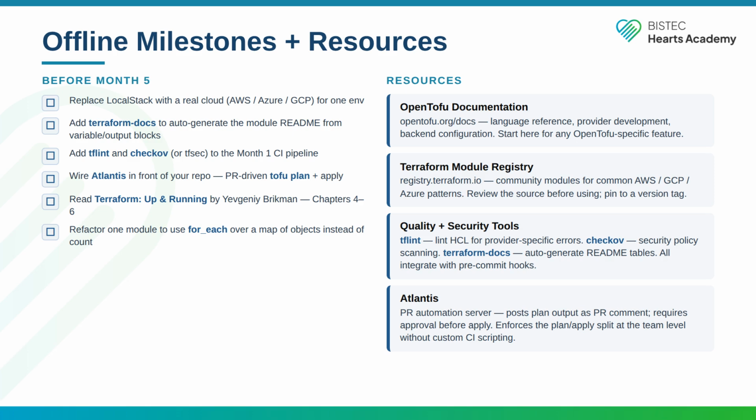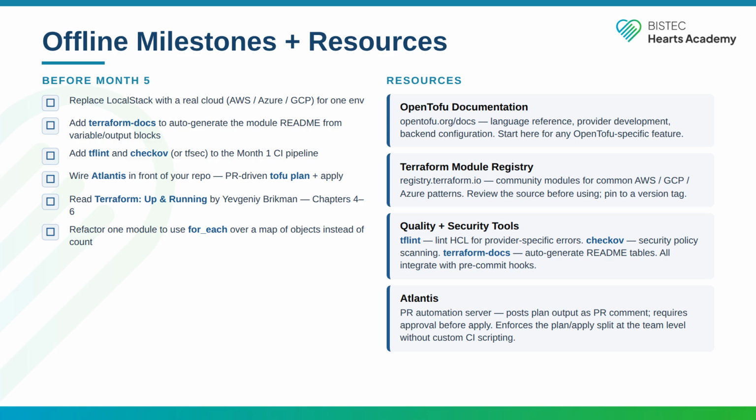Add tflint and Checkov or tfsec to your CI pipeline. tflint catches HCL anti-patterns. Checkov scans for security misconfigurations: public S3 buckets, open security groups, missing encryption. These gates prevent IaC-shipped vulnerabilities.